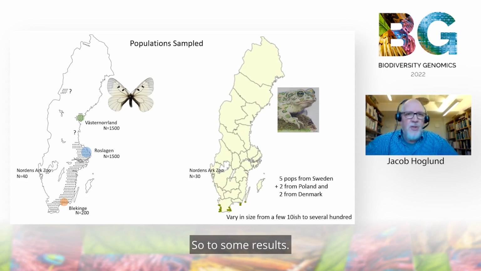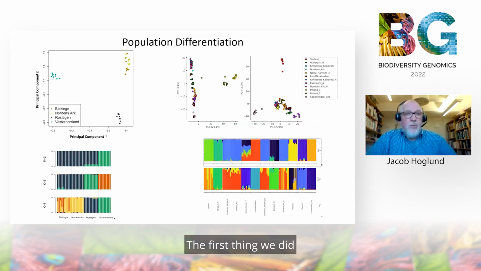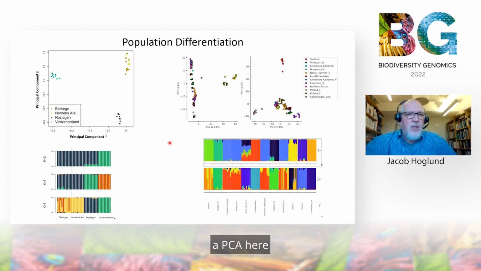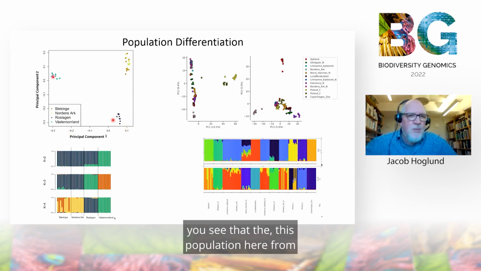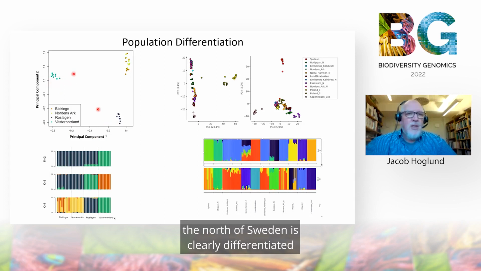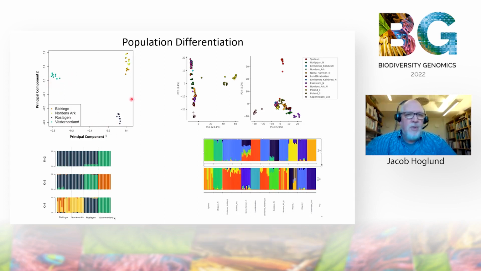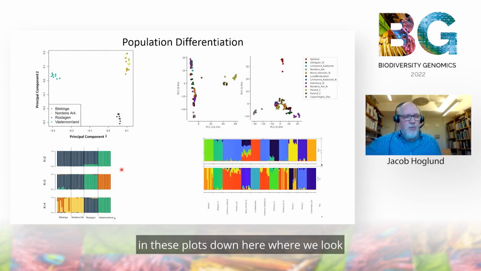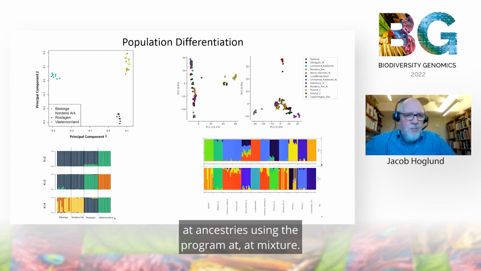So to some results. The first thing we did was to look at population differentiation. If we start with the butterfly, you see that we have made a PCA here, and that along the first axis, this population here from the north of Sweden is clearly differentiated compared to the ones at the zoo and in southern Sweden, or from mid Sweden. And you also see this in these plots down here, where we look at ancestries using the program Admixture.